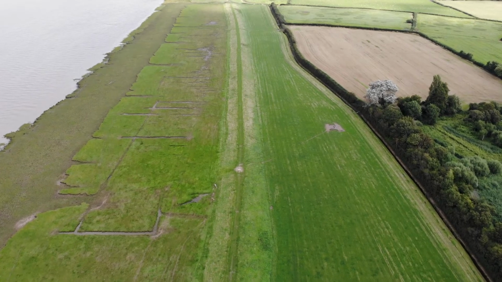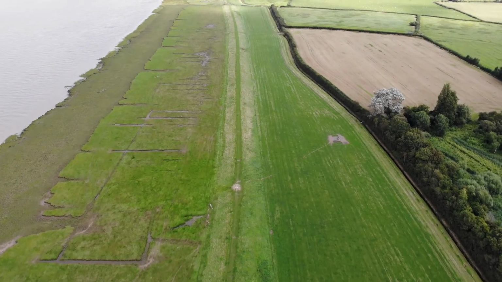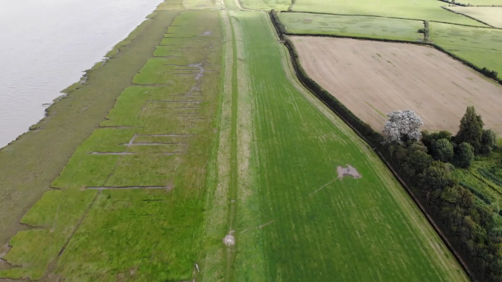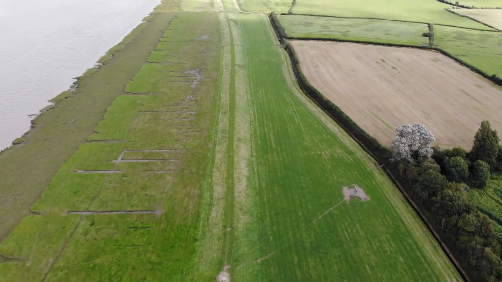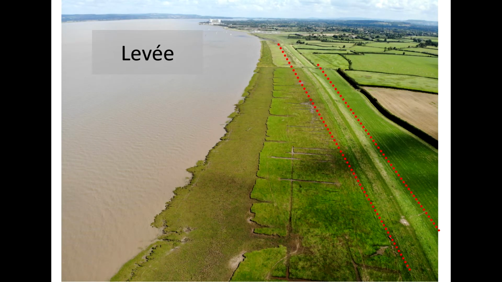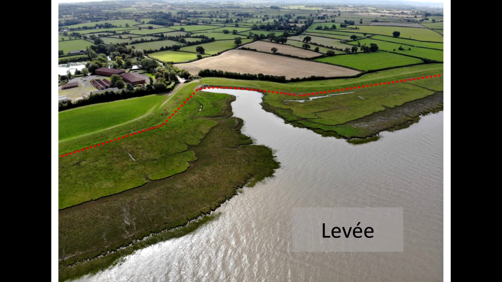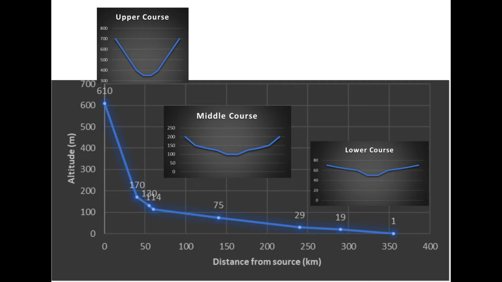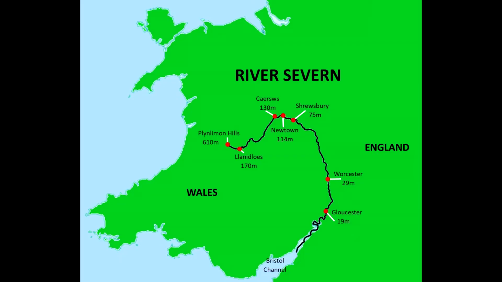And this last example looks at levees down towards the lower course of the River Severn and the Severn estuary near Bristol, and you can clearly see the levees forming there. You can see the different levels of the floodplain, and again that is built up protection over years to protect the land behind it.